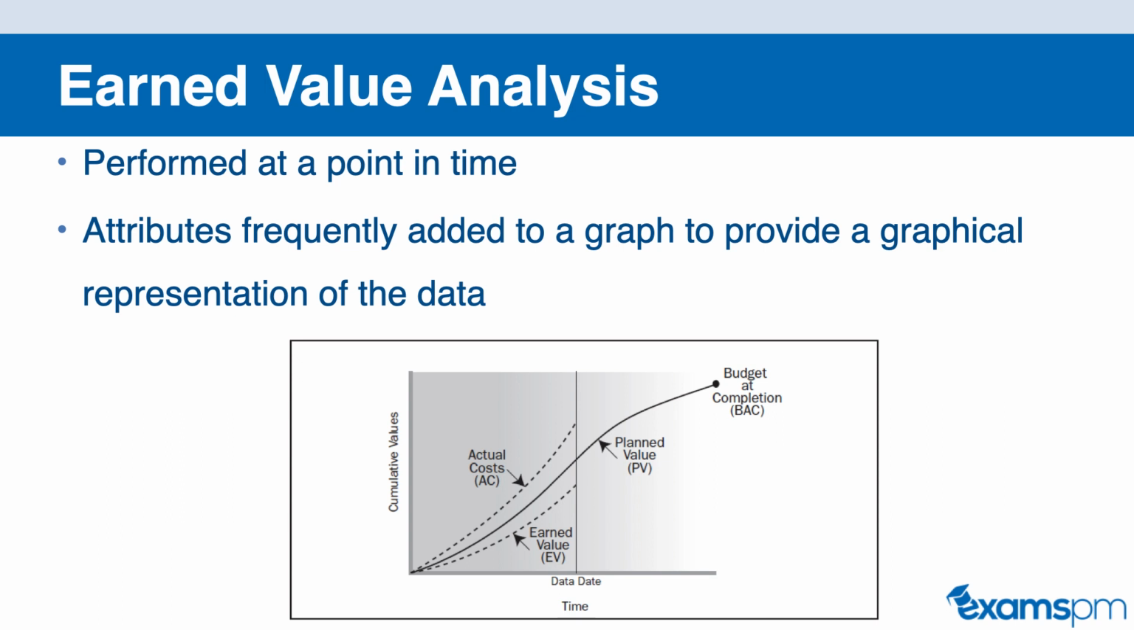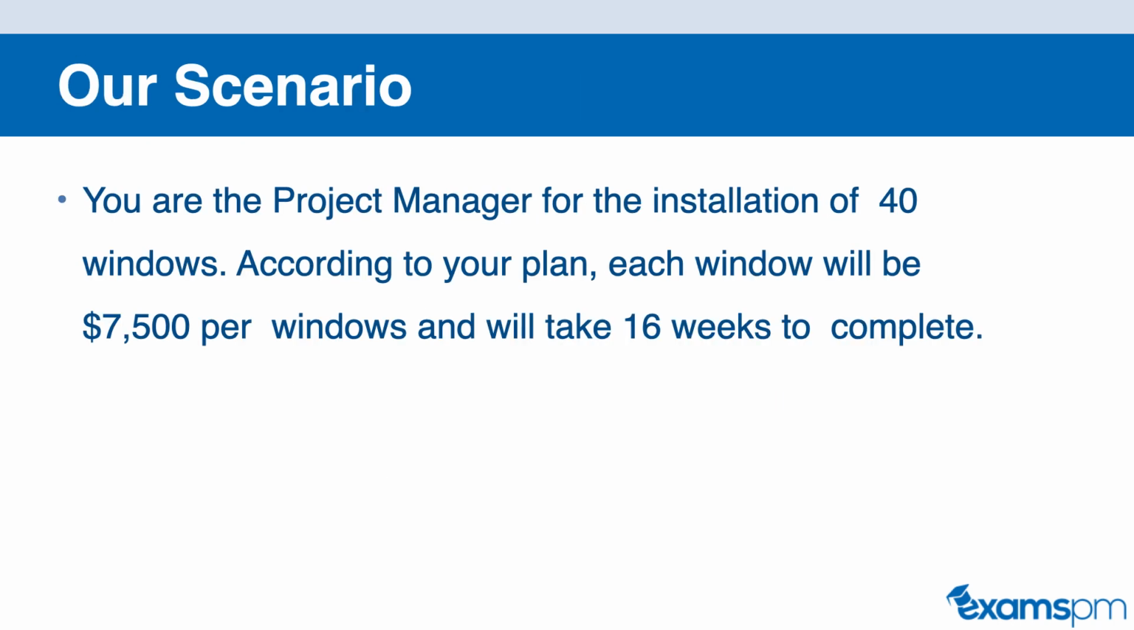So this allows you to see the health of your project in a snapshot. Now let's take a look at a scenario and some sample questions that you may see related to earned value management. So our scenario here is that you are a project manager for the installation of 40 windows. According to your plan, each window will be $7,500 per window, and this installation will take 16 weeks to complete.